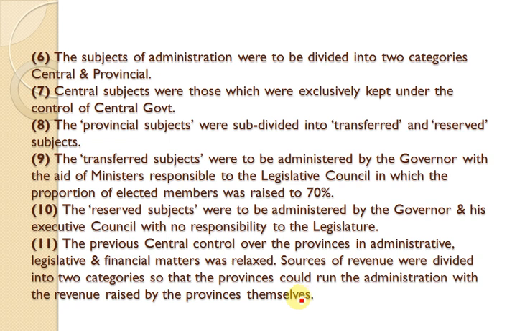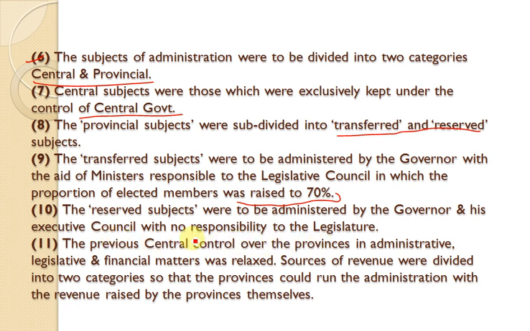Moving forward, the subjects of administration were to be divided into two categories, that is central and provincial. The central subjects were those which were exclusively kept under the control of the central government. The provincial subjects were subdivided into transferred and reserved subjects. The transferred subjects were to be administered by the governor with the aid of ministers responsible to the Legislative Council, in which the proportion of elected members was raised to 70%. The reserved subjects were to be administered by the governor and his executive council with no responsibility to the legislature.